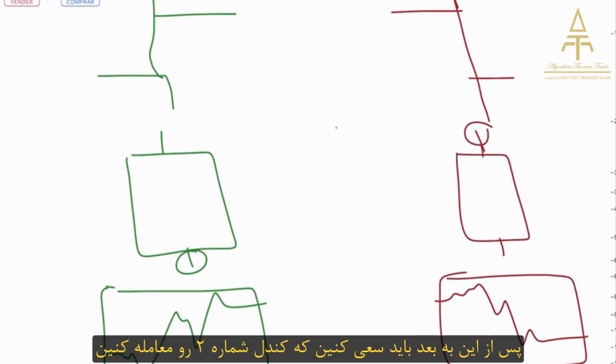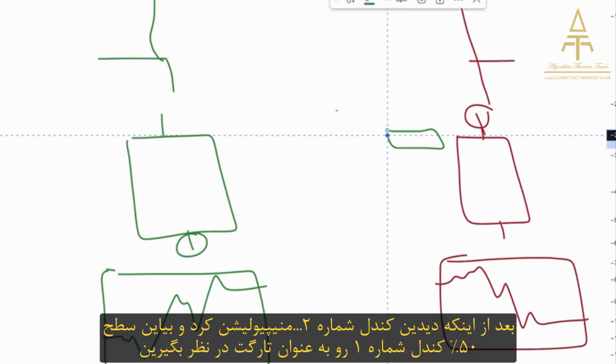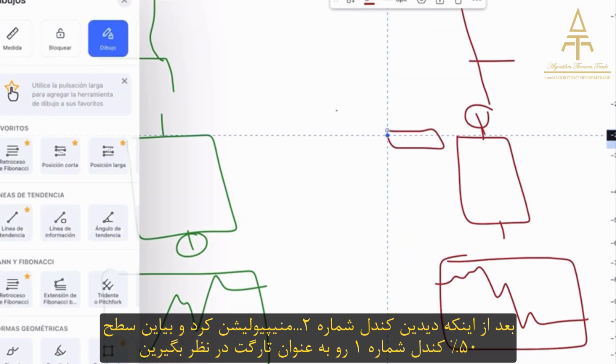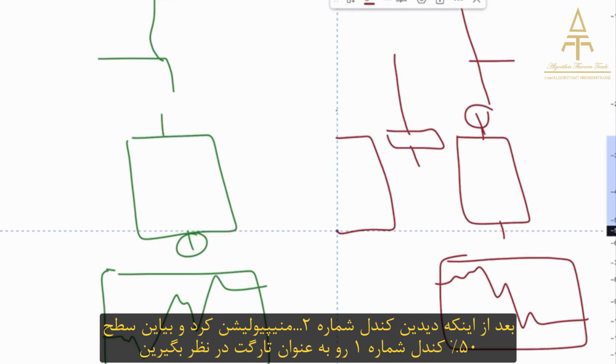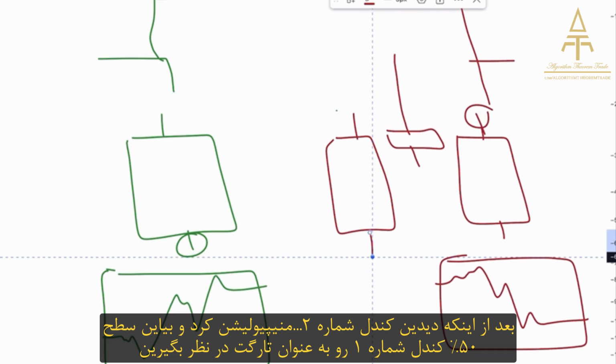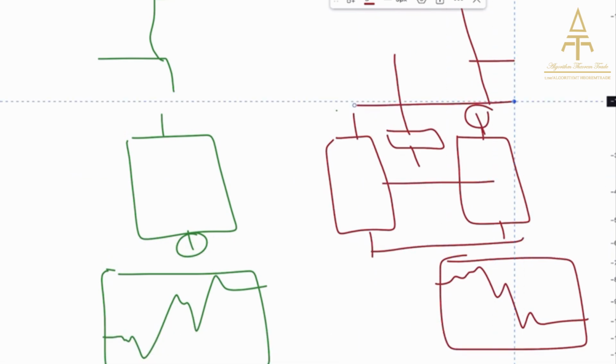So you're trying to trade candle number 2 onwards, ideally candle number 3. When bullish, buy below the open. When bearish, sell above the open of candle number 3. After you see candle number 2 manipulating and targeting the 50% of candle number 1 and the opposing end of the range. All right?